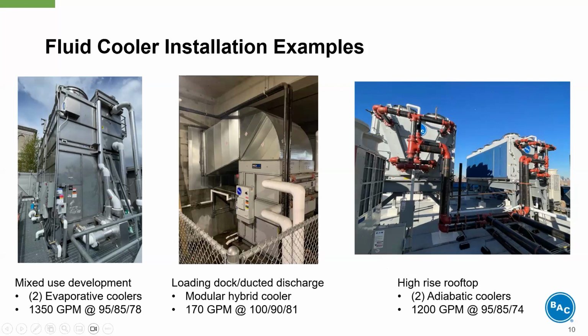And just in terms of footprint for evaporative versus adiabatic, here's a good visual. You've got your evaporative product on the left, you've got adiabatic on the right. They're pretty similar in terms of capacity, both around 1200, 1300 GPM, but you can see the overall installed footprint for an evaporative cooler, much more compact, much less space needed. So that is one of the benefits of evaporative.